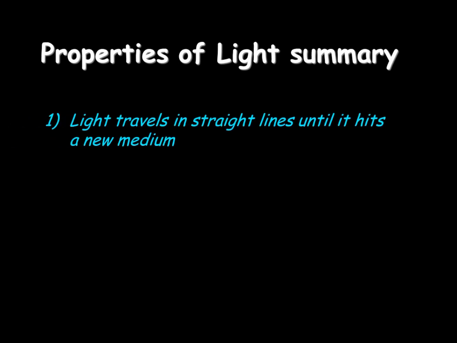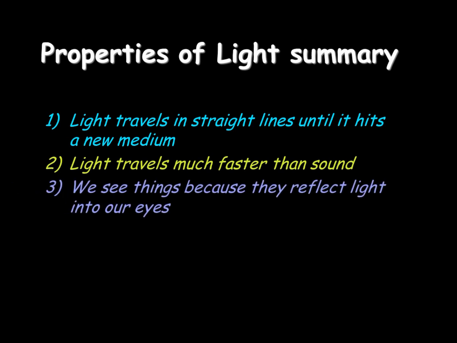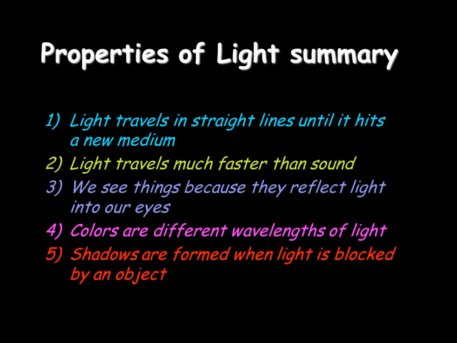So, to sum up all the things that we've talked about so far about light. Light travels in straight lines unless it hits a new medium. Light travels much, much faster than sound, about a million times faster. We see things because they reflect light into our eyes. Don't worry about how yet. We're going to talk about that a little bit later. Colors are different wavelengths or frequencies of light. Shadows are formed when light is blocked by an object.